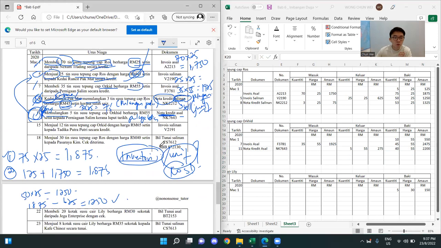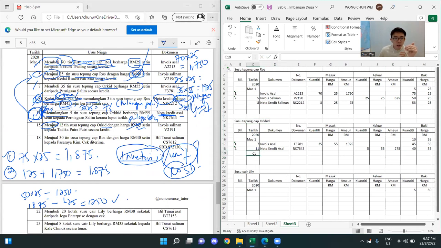15, you draw the 12 tin susu tepung cap orchid dengan harga 65. But I told you, when you draw, we don't look at the harga anymore. All right, because this is a system inventory. So you draw mana satu? Orchid. So you go to orchid, you look for orchid. Okay, orchid here. And then 15. Okay, document. Apa? Invoice salinan.